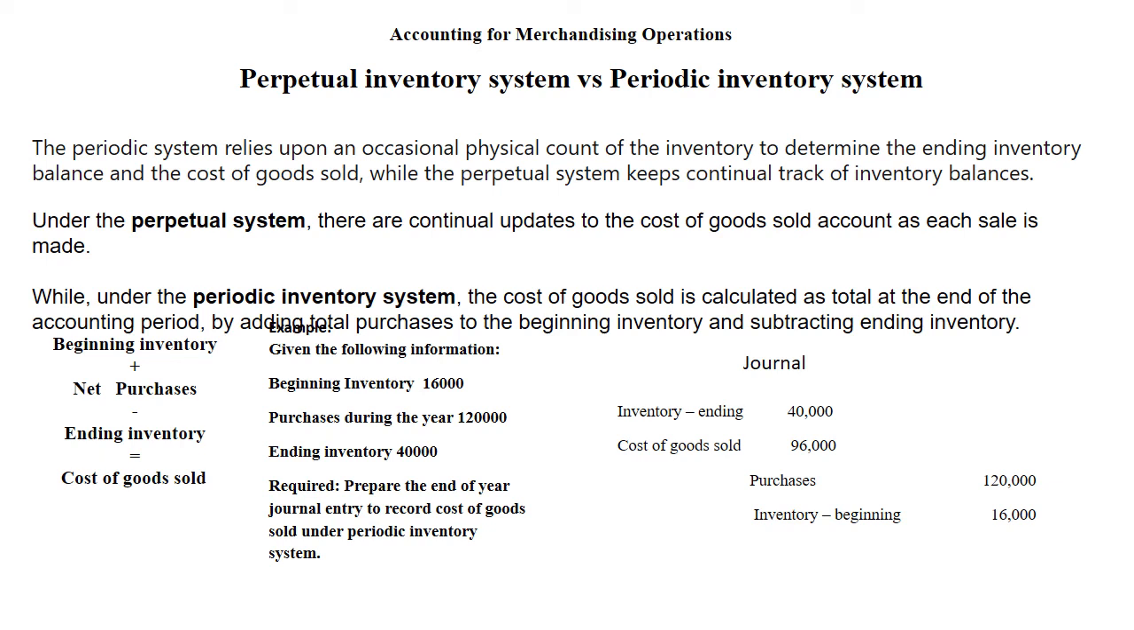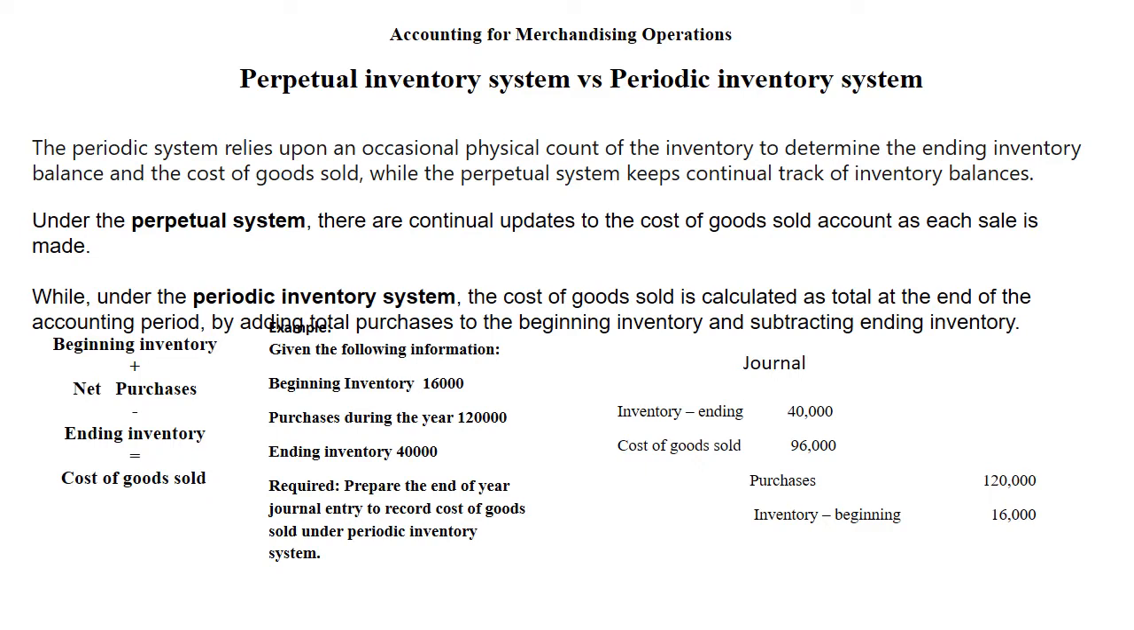Accounting for merchandising operations. We have two systems for evaluating inventory. They are perpetual inventory system and periodic inventory system. A merchandiser may follow any of these two systems, either perpetual or periodic.